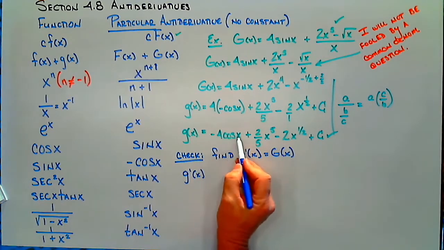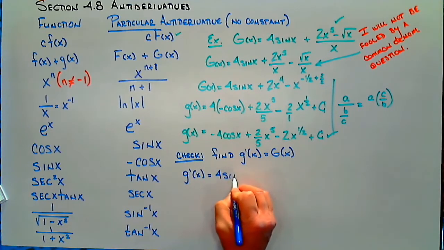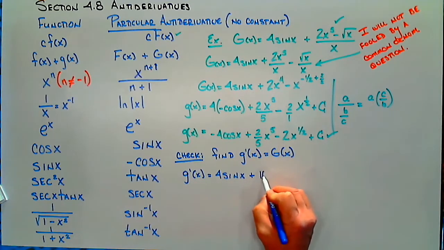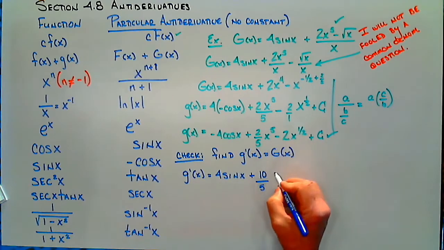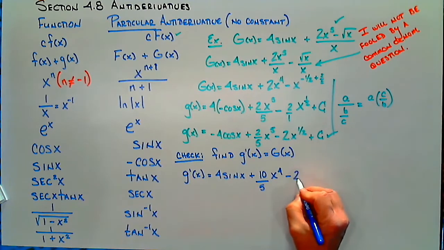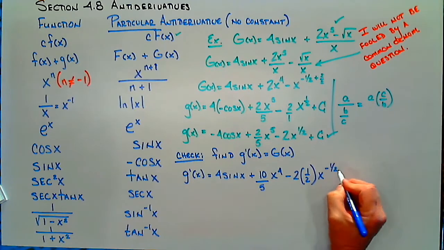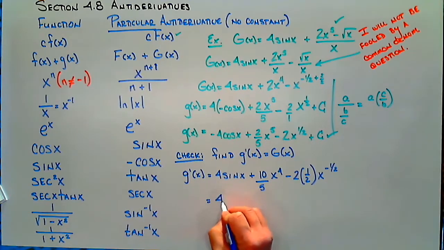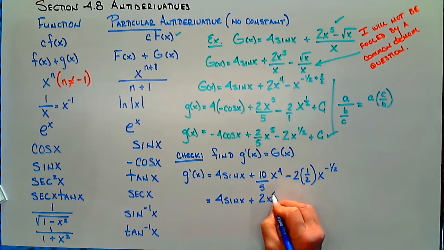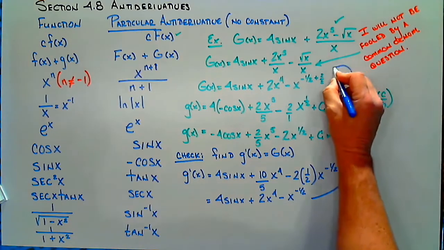We all know the derivative of cosine is negative sine. Negative times negative is going to be positive, so that's going to be 4 sine x. The derivative here is going to be 2 times 5, that's going to be 10 divided by 5. We subtract 1, that's going to be x to the 4th. The derivative here is going to be minus 2. Down comes the half, so we get times a half. We take away 1, we get x to the minus 1 half. And if we clean this up, we have 4 sine x plus 2 x to the 4th minus x to the minus 1 half, which is right here.